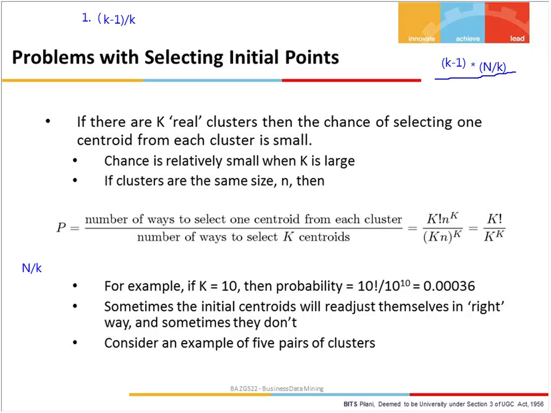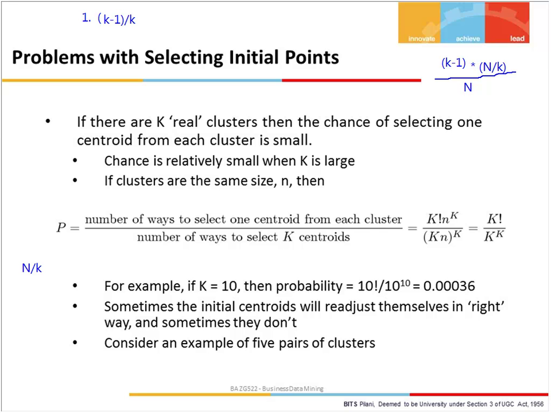That is for the second centroid. Now I have to choose the third centroid. The third centroid cannot come from either of these clusters, because in that case we get an overlap. So the third centroid choice probability will be k minus 2 divided by k. Is that fine? Okay. So now we go on until finally we end up with 1 by k. So this is the probability that we are going to get each centroid from a distinct natural cluster.